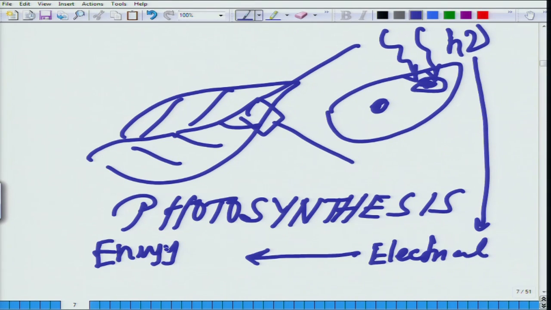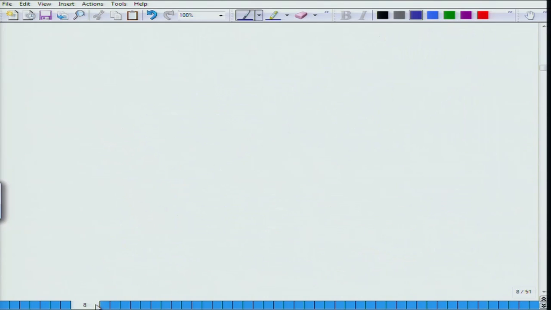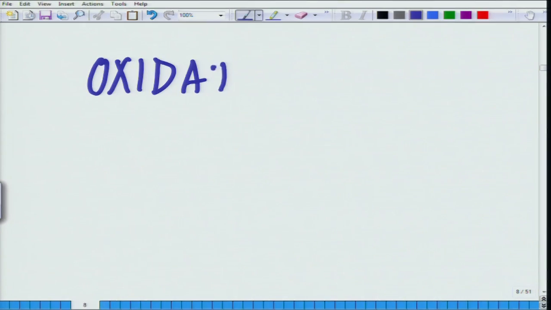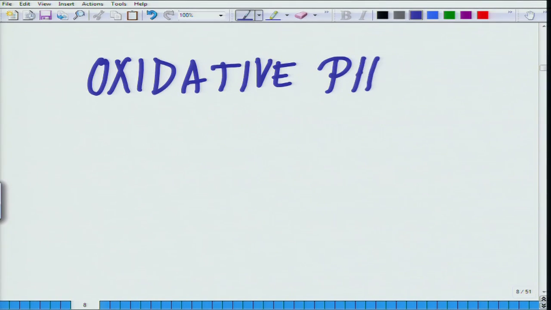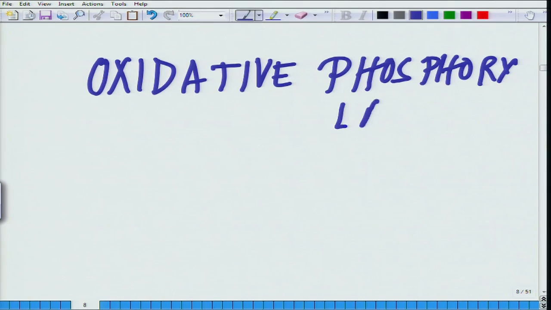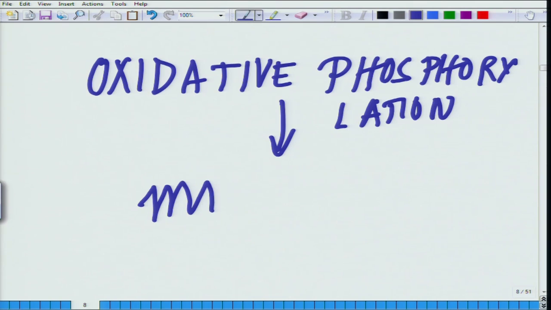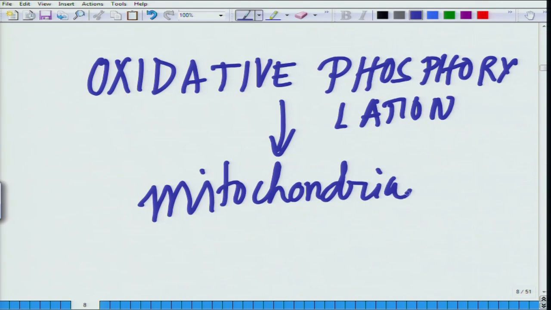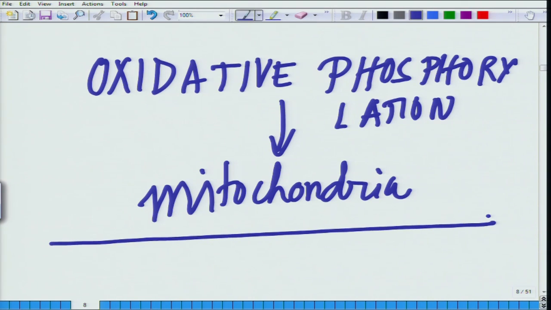And this is, of course, an example of the plant system. The same happens in the animal system, which we call oxidative phosphorylation. This takes place in the mitochondria of the cell. And people must be remembering, I was talking about the mitochondria in the last class, and of course, we will go in depth into it. So, this is also a membrane phenomenon.